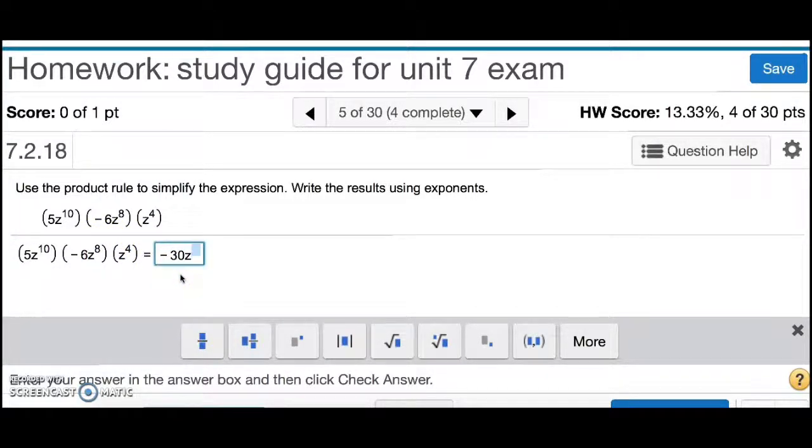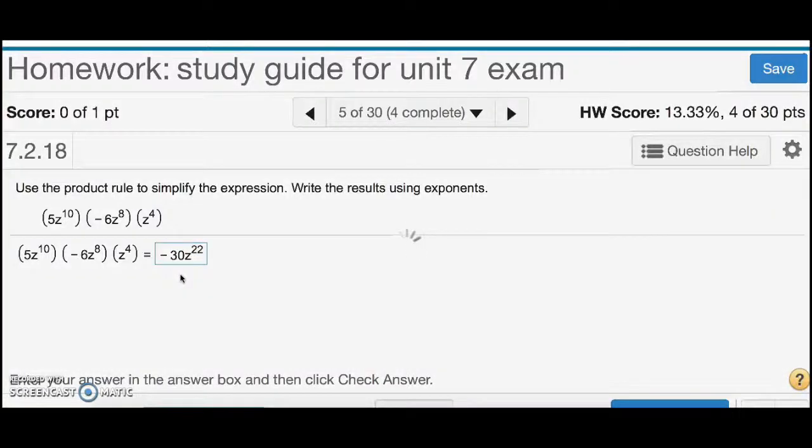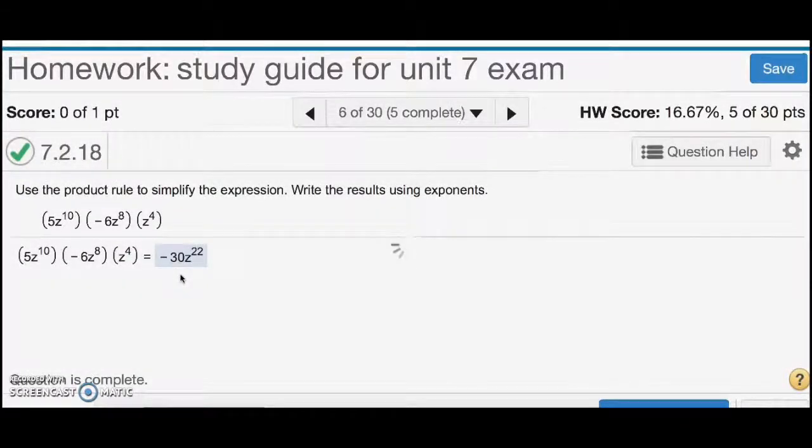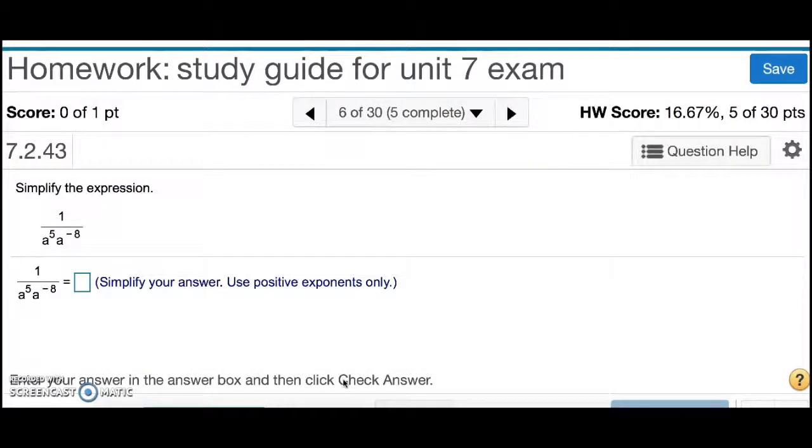So z to the 22 power. So that's number 5. Number 6, it says to simplify the expression.